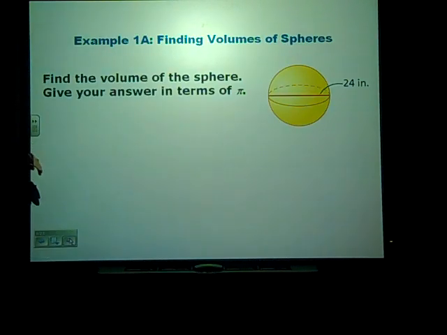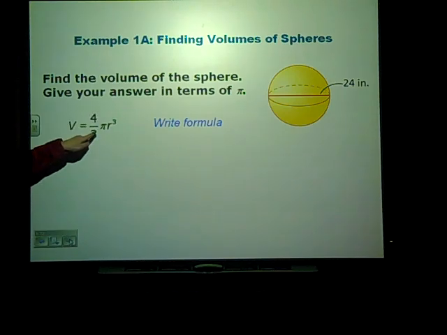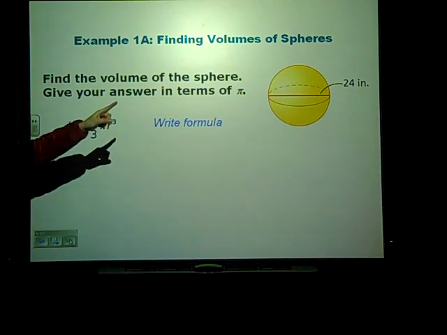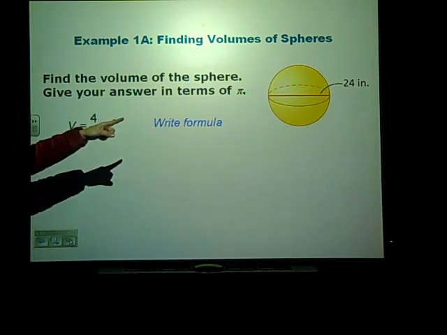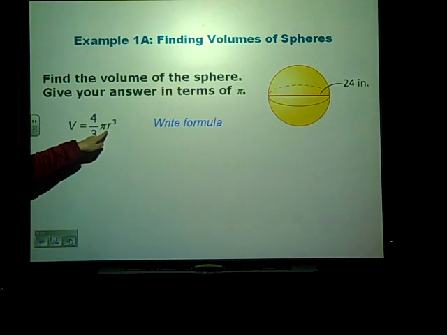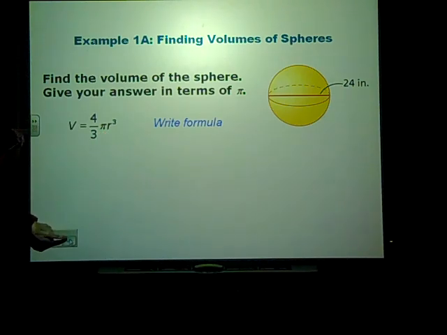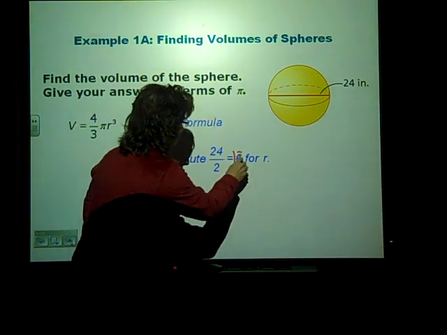Now to find the volume of the sphere, all we do, just like with all of our finding dimensions, is we start by writing down the formula. We think volume, cubic units, 4/3 pi r cubed. Then we look, now don't be tricked by this. Notice this is the diameter that they gave us, 24. Don't use that. We need a radius in the formula. So make sure you cut that in half, 24 divided by 2, and we get 12 when we do that.